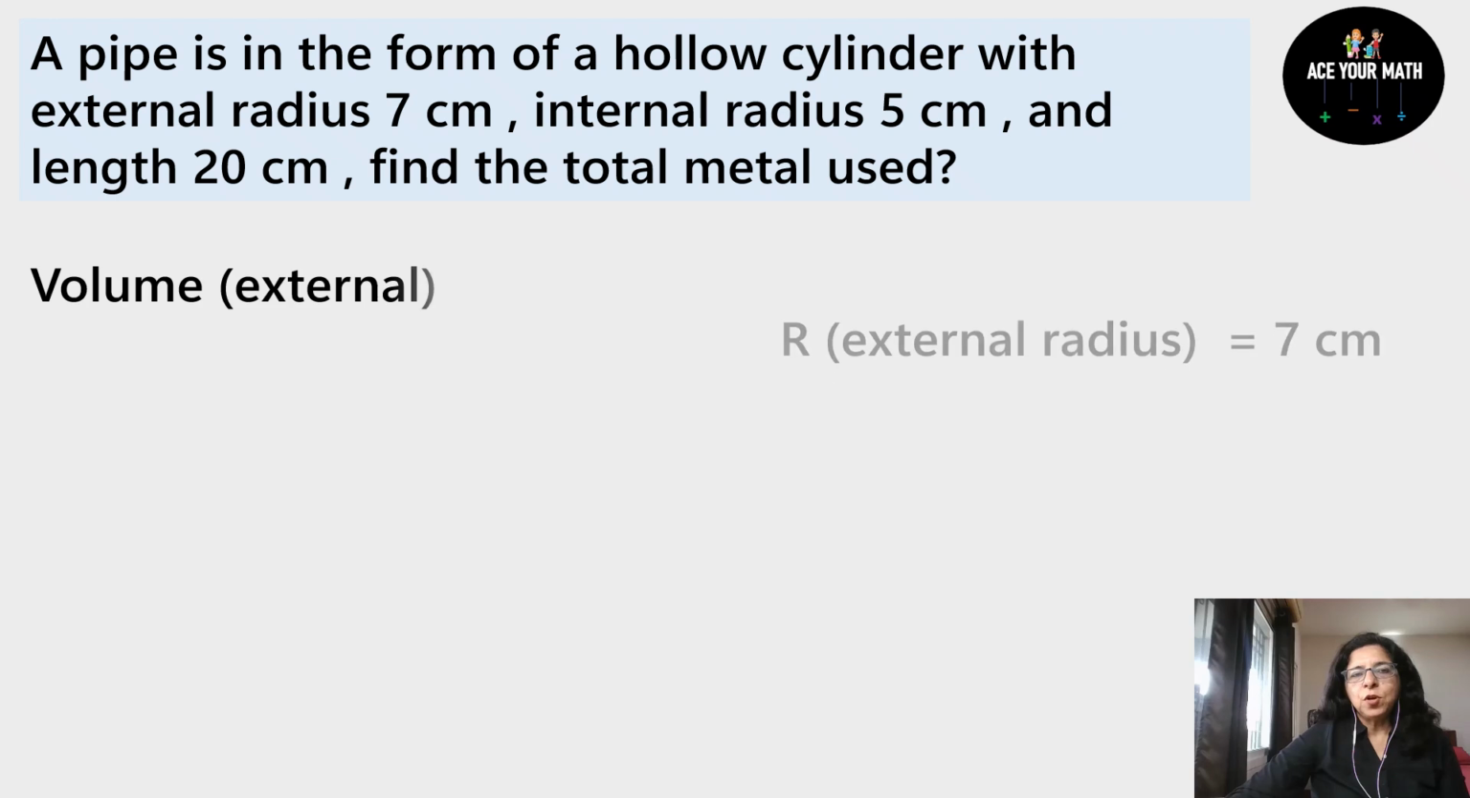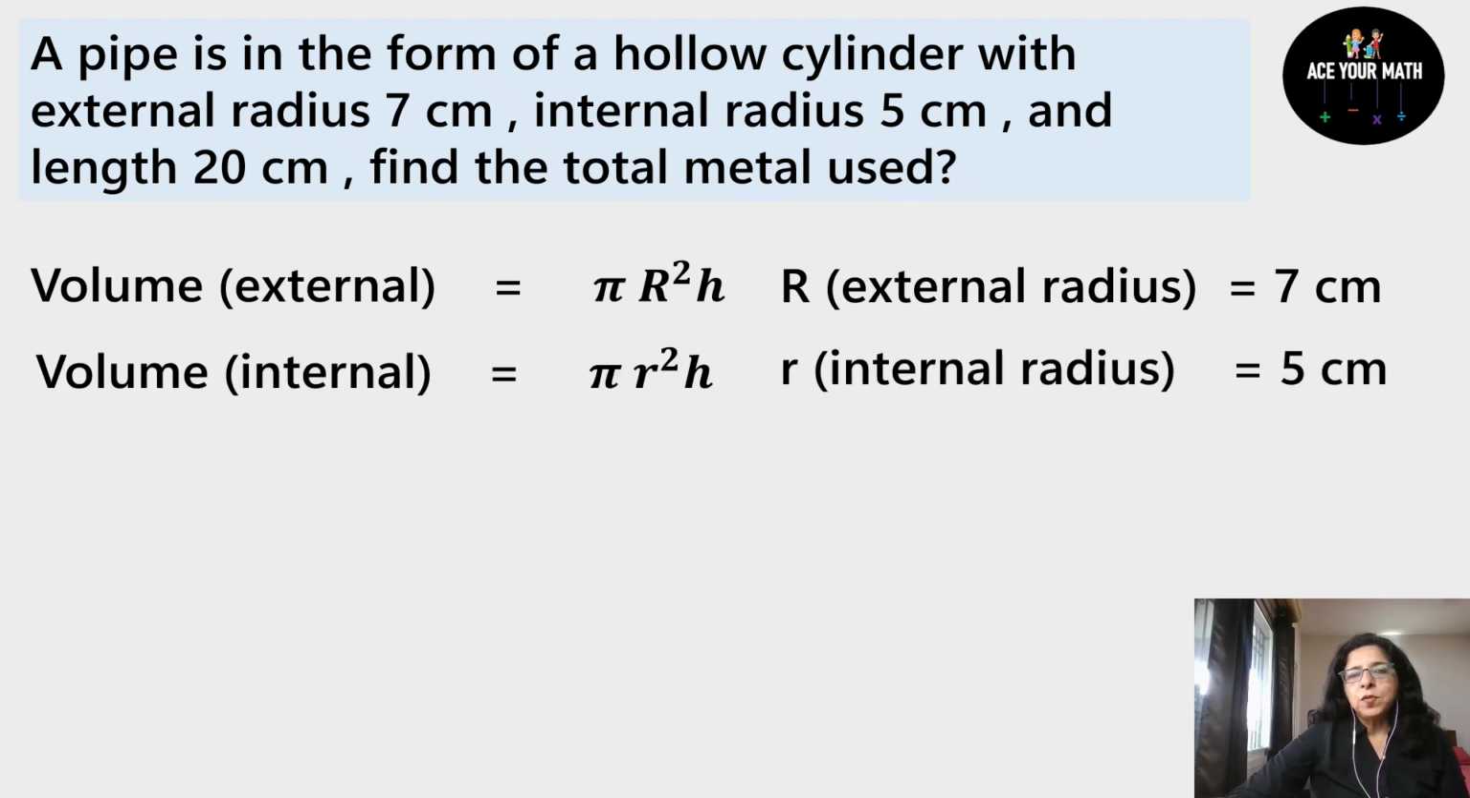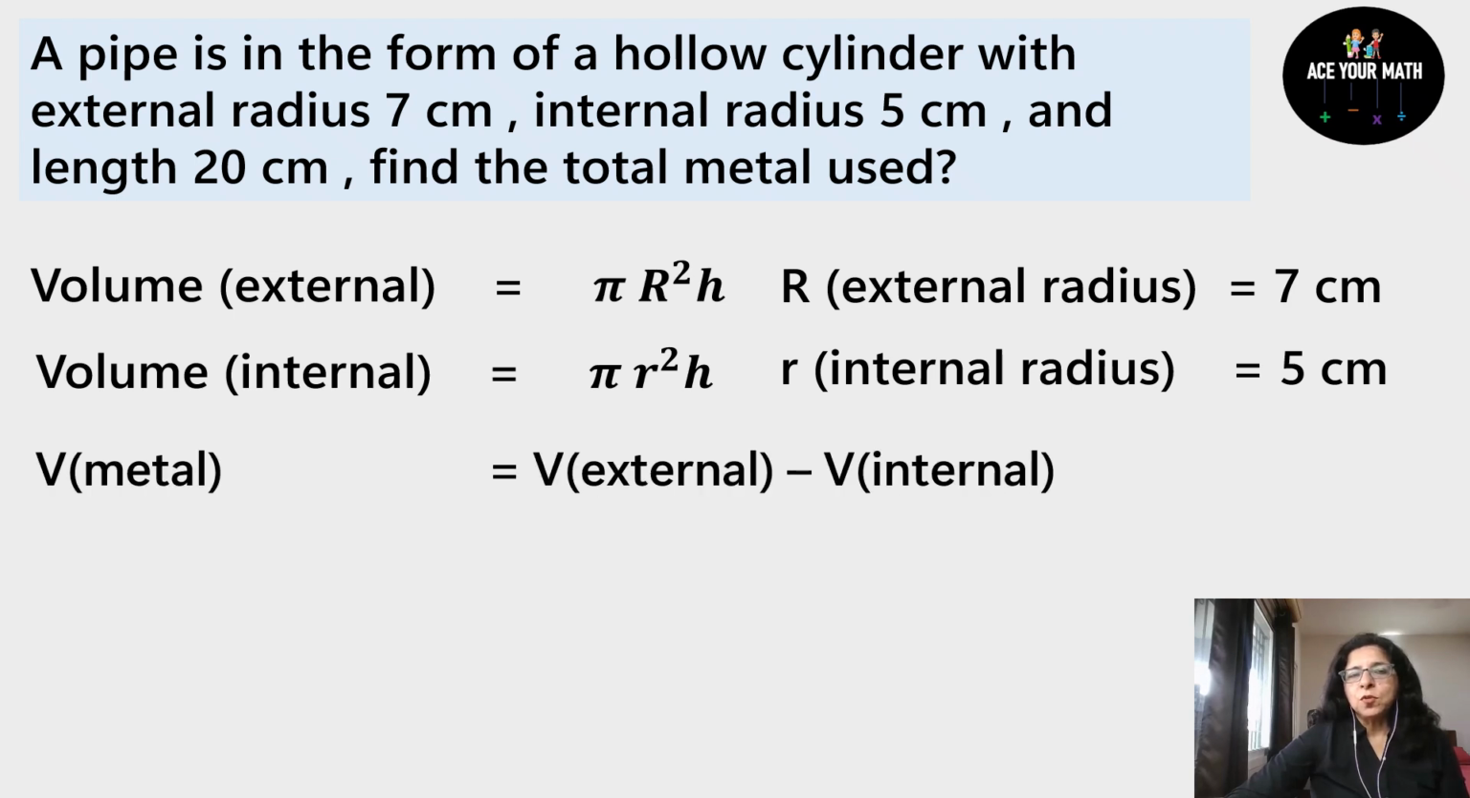Now write down the volume of external: pi r square h. I'm taking R as capital just to distinguish between the radii. And now the volume of internal: you will take pi r square h again, and r I'm representing by small. Now how much volume of metal is used? You will calculate by subtracting the volume of internal from the volume of external.